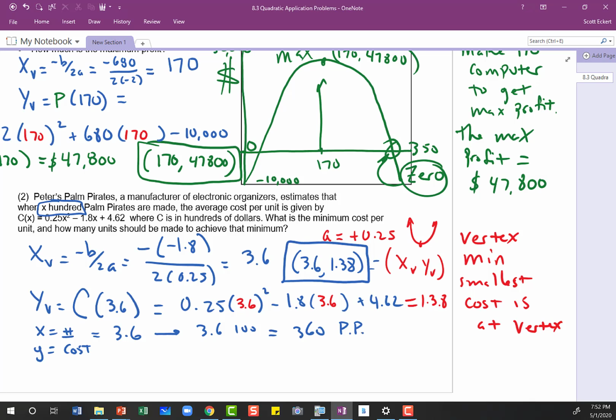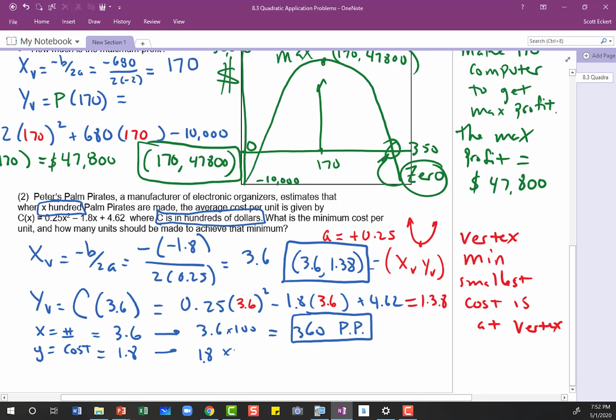But anyways, they're making 360 of these, and when they do, their costs will come out the lowest they're going to be. They come out as 1.8. And remember, those are also in hundreds of dollars. So we have to times that one by 100 as well. So that's going to be $180.